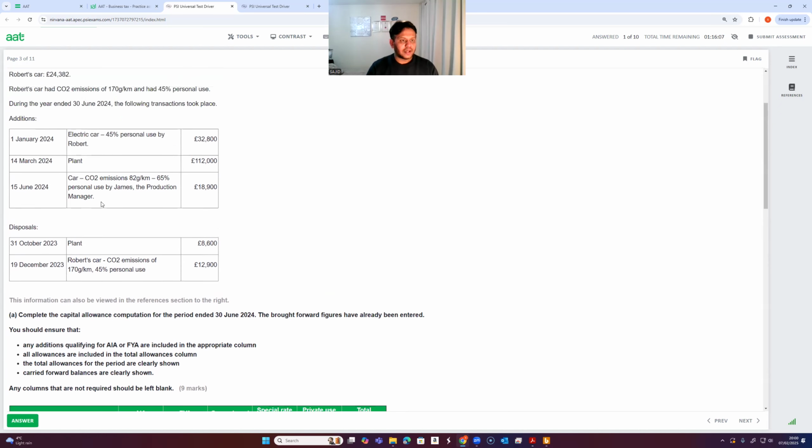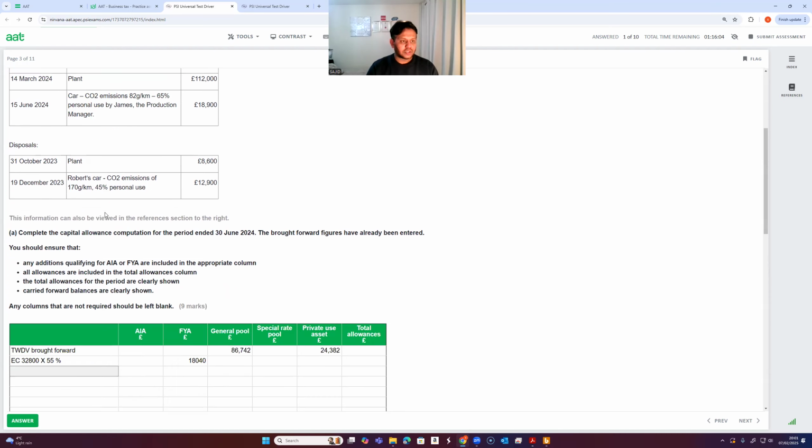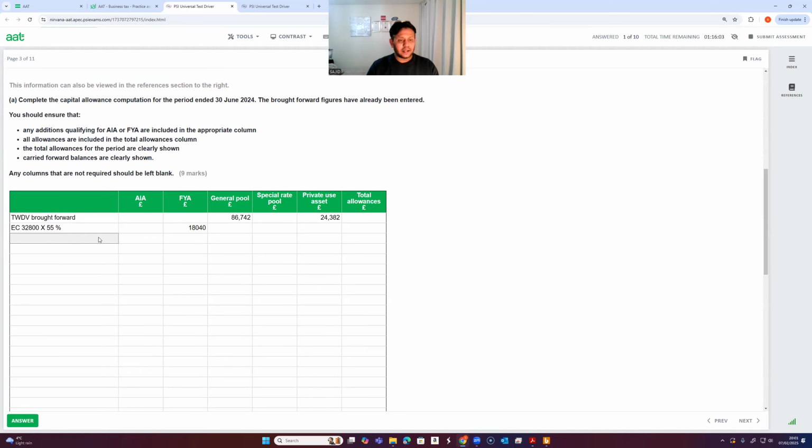The next addition we have is the plant, 14th of March. So write it down, the plant. Now, the best way you can do this is to write all the additions and make the disposals, or you can make the allowance right now. You don't have to do it later on. You can do the addition and at the same time do the allowance. I prefer that because you're not going to miss anything. So FYA, first year allowance, electric car, so the whole amount will be the allowance. So I can say FYA allowance, and we can make it just minus 18,040. So this is gone.